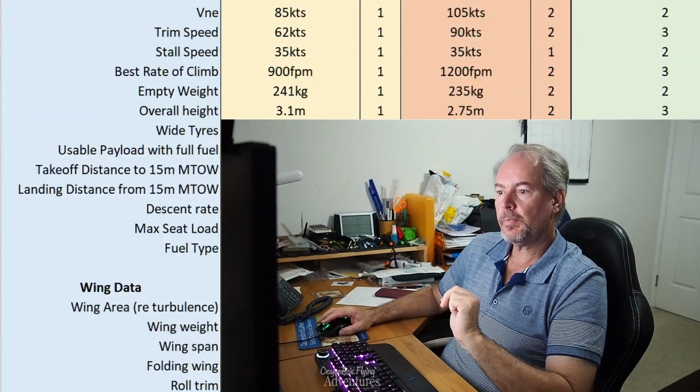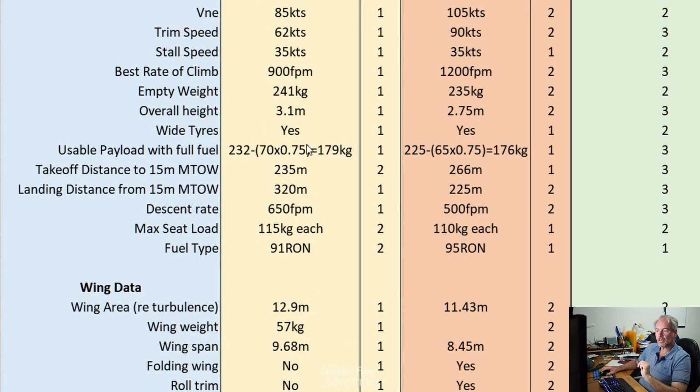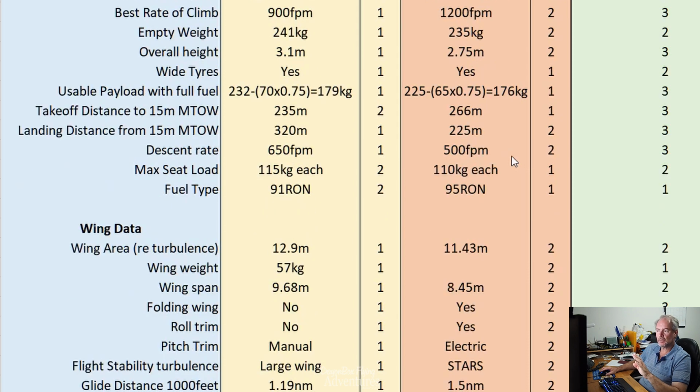You've got the usable payload with full fuel. I've done a calculation there using the specific gravity of fuel. So in the Airborne, it's a 70 litre tank, full tank, and usable payload minus fuel equals 179 kilos. The P&M was about the same, scored the same, 176, a 3 kilo difference. Could be a factor if you're worried about 3 kilos. Mind you, some of us eat that much in a day, so body weight can fluctuate that much too.